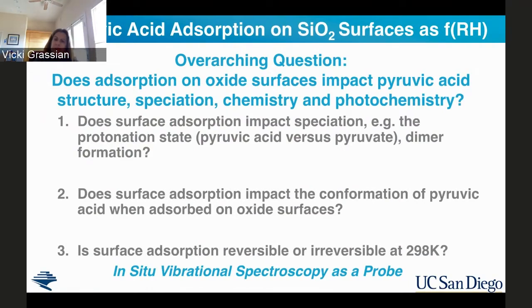So one of the differences in the talk I'll be giving today, we're not heating up to higher temperatures as we saw in Tom's talk to initiate chemistry. And we're using in situ vibrational spectroscopy as a probe. So you're going to see a lot of spectra.